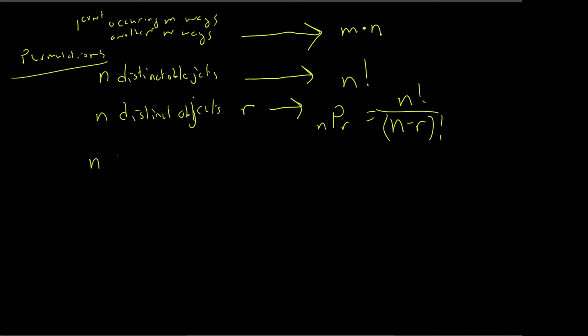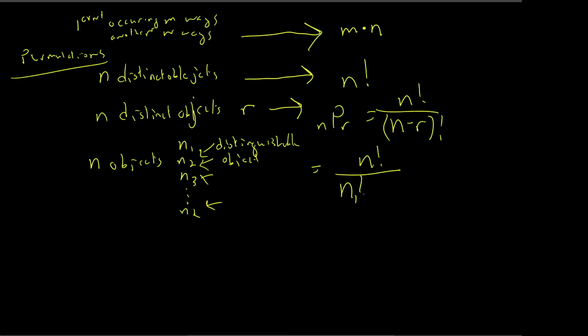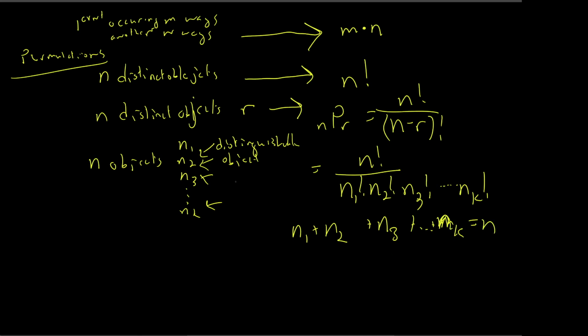I have n objects, and I have n1, n2, n3, and so on, distinguishable objects in them, or sub-patterns, so to speak, then that's n factorial over n1 factorial, n2 factorial, n3 factorial, all the way up to times nk factorial, as long as n1 plus n2 plus n3 and n sub k all equal n. That your little distinguishable things all add up to your total.